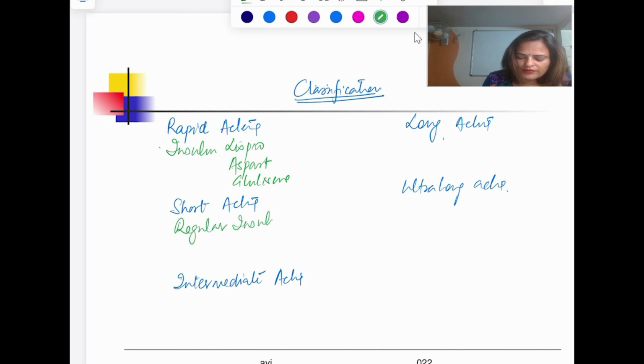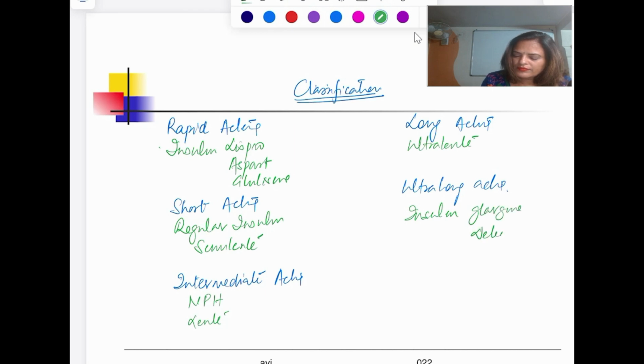With the short acting, we have regular insulin and semilente insulin preparation. With the intermediate, we have neutral protamine Hagedorn or lente insulin. And with the long acting, we have ultralente. And with the ultra long acting, we have insulin glargine, detemir and degludec. These are the three types of ultra long acting insulin. This is how we are going to classify the insulin.